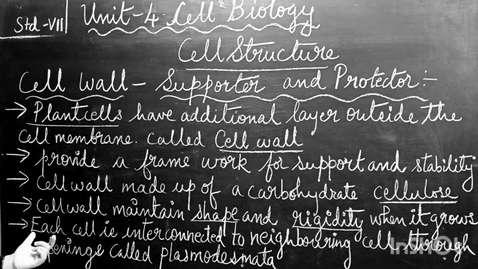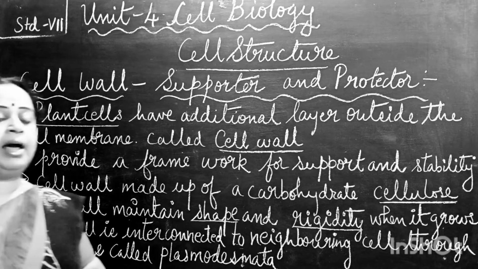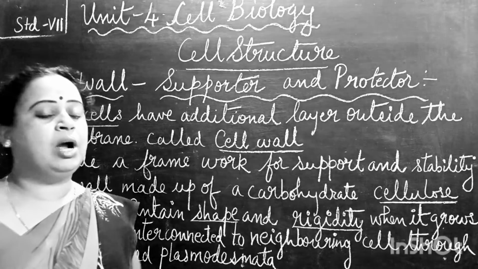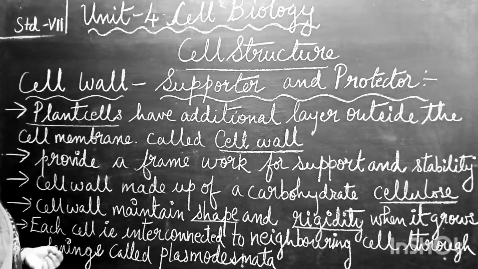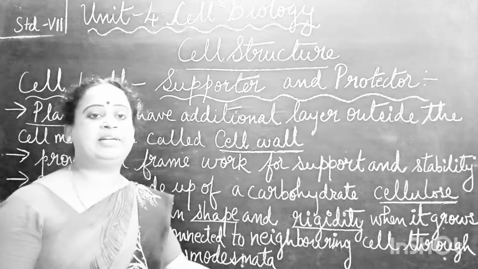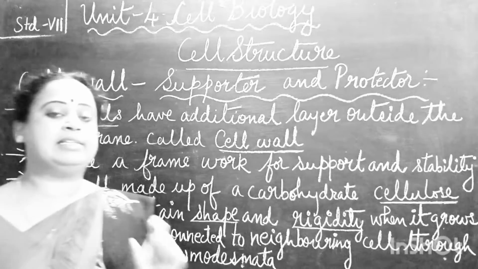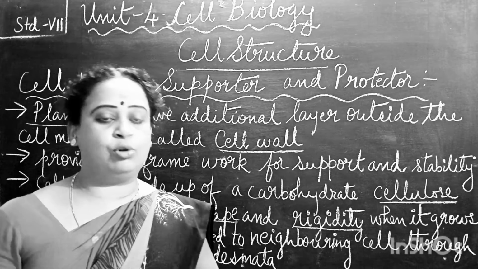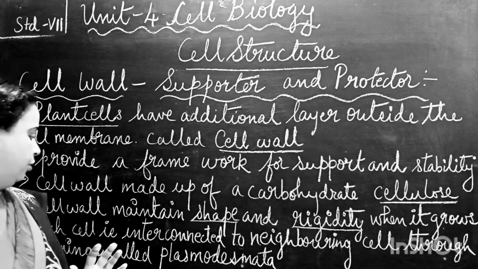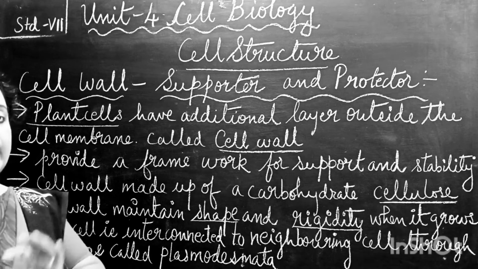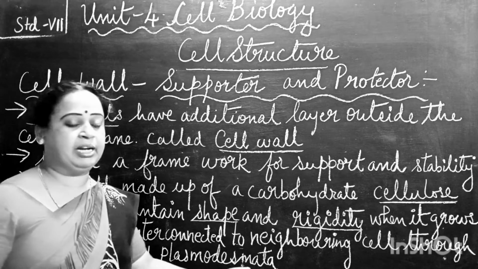Next point is that a cell is interconnected to another neighboring cell. In the case of a plant cell, it is connected to another neighboring plant cell through an opening. That opening is called plasmodesmata. Through this opening, one plant cell communicates or interconnects with the neighboring plant cell.